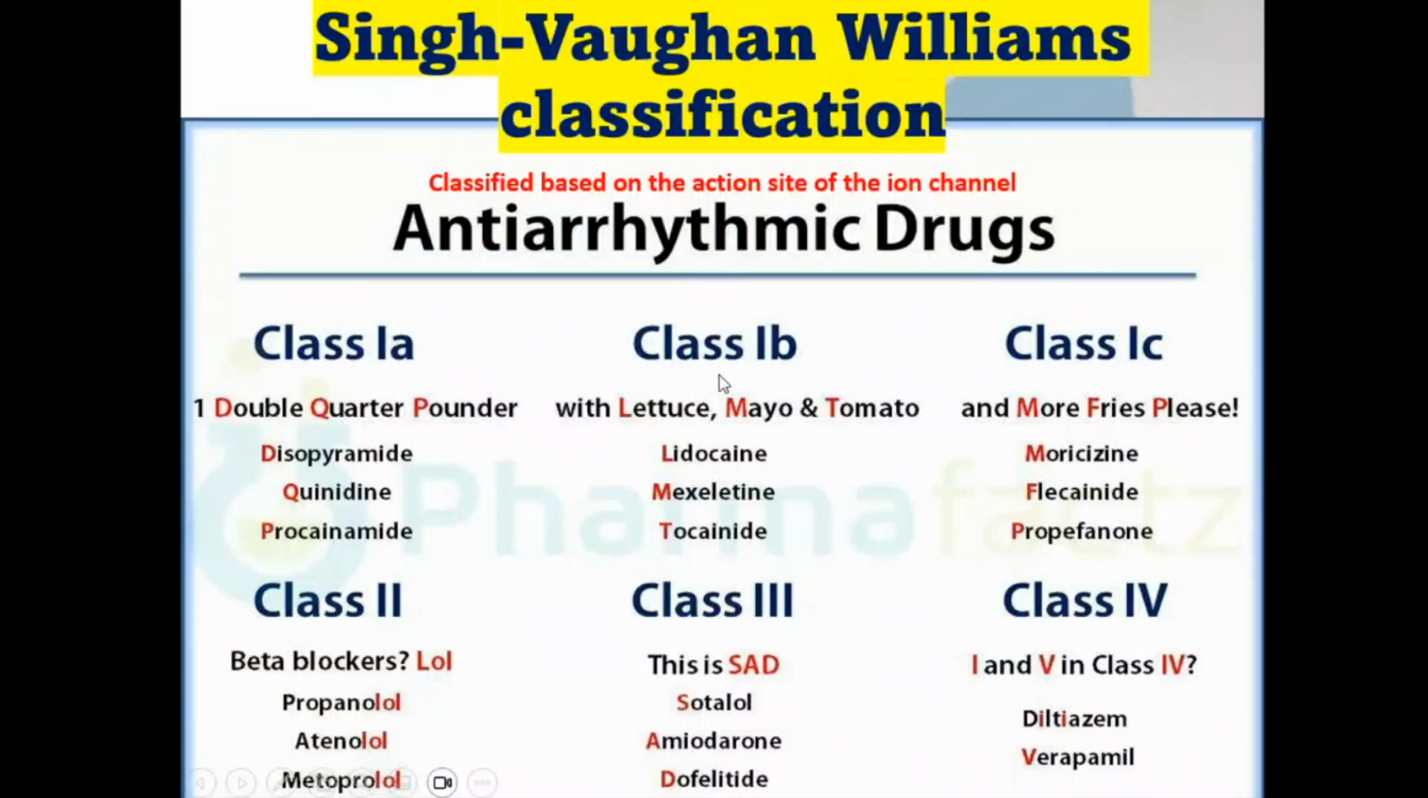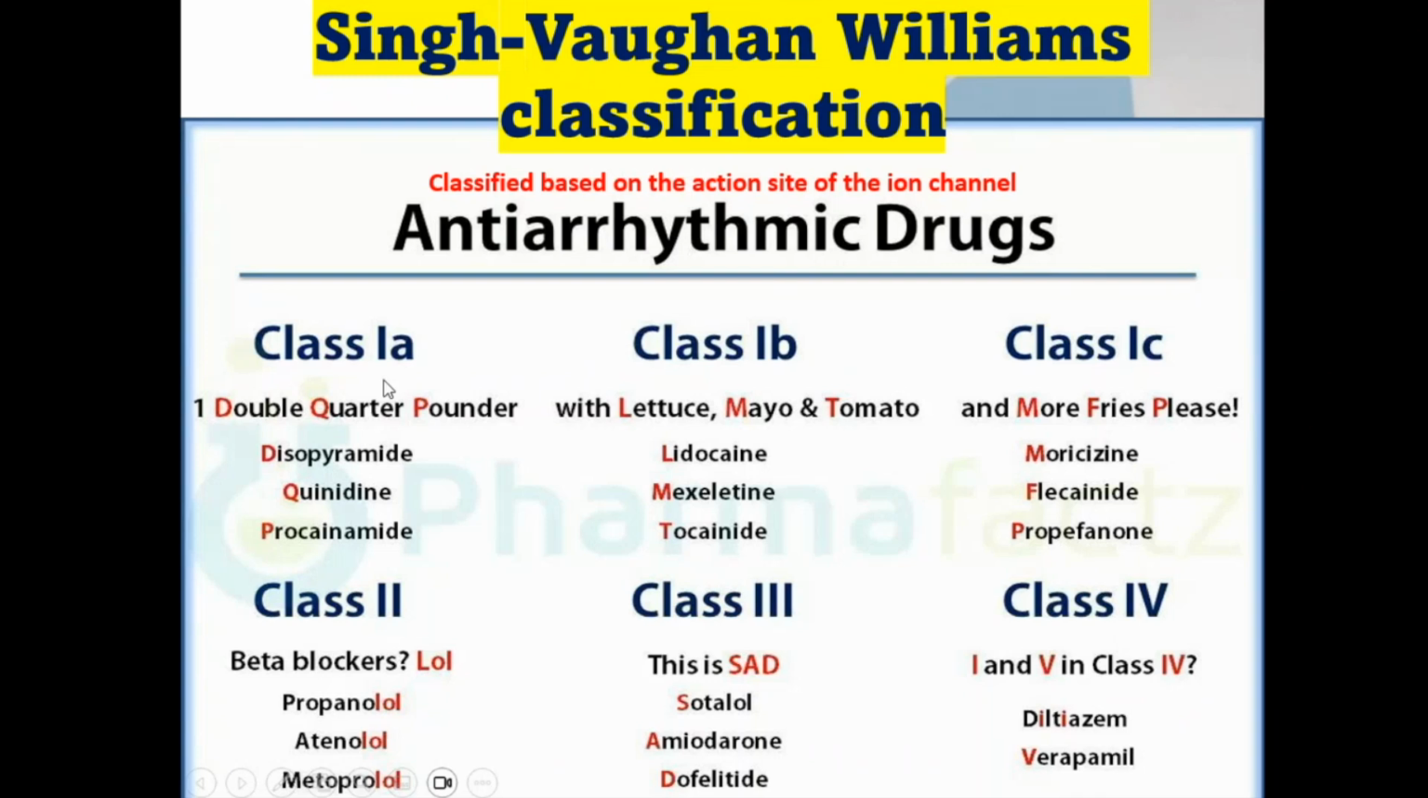So a famous question about antiarrhythmics: you must know the classification. The Vaughan-Williams classification, or Singh-Vaughan-Williams classification. Basically, it's a classification based on the action on the site of the ion channels. It's not a classic clinical classification. It's based on which ion channel is affected. So we have class 1, class 2, class 3, class 4.